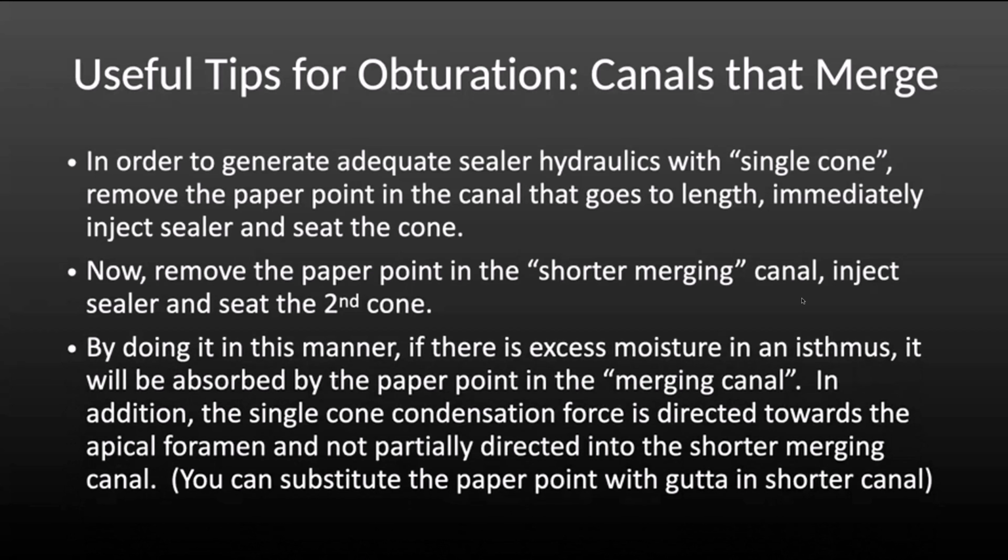In addition to that, one thing that you have to think about is sealer is not going to move into areas that are occupied by fluid. So one element to getting good sealer hydraulics into the system is to have a very dry canal. And one way of doing that is you place the paper point and then use a very, very low jet stream into the tooth to be able to move the moisture into that paper point.